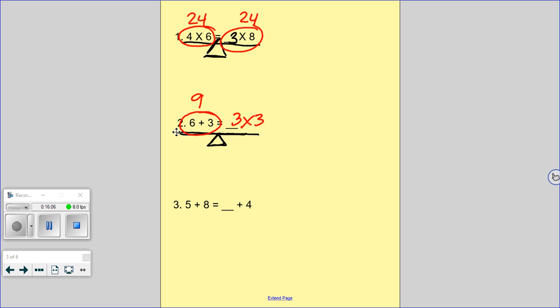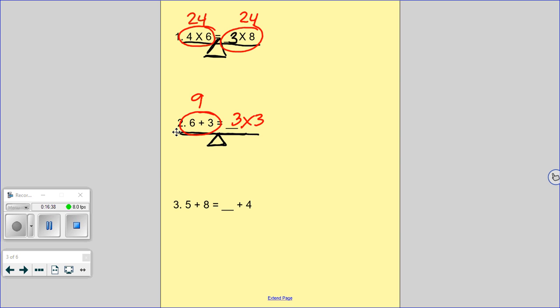Aiden? Grayson? 2 times 4. What is 2 times 4? That's 8. Kylie? 4 plus 5. What if I just said 4 plus 5? Is 4 plus 5 going to give us the same value? Yes.